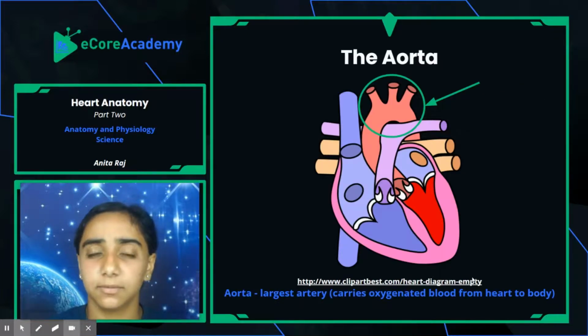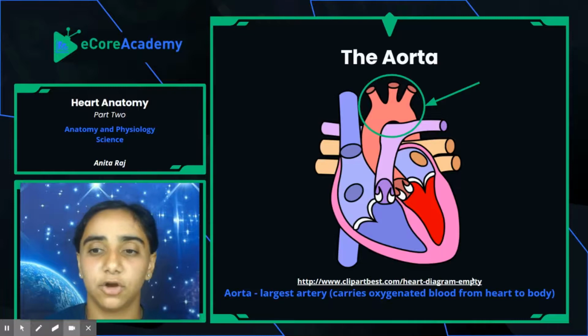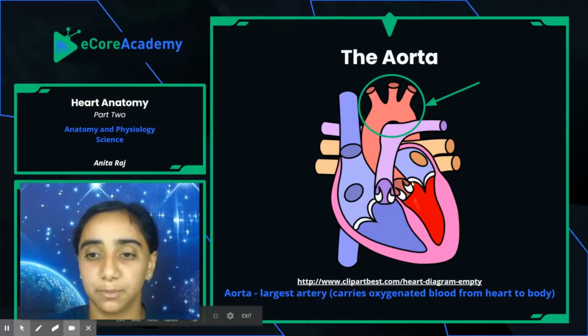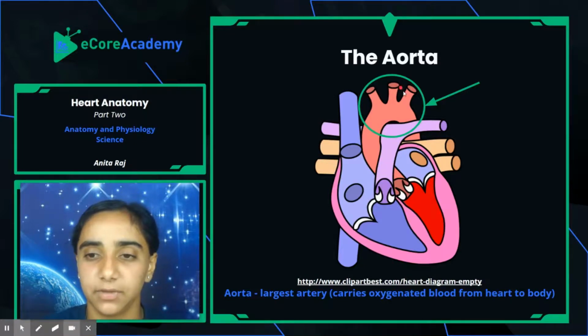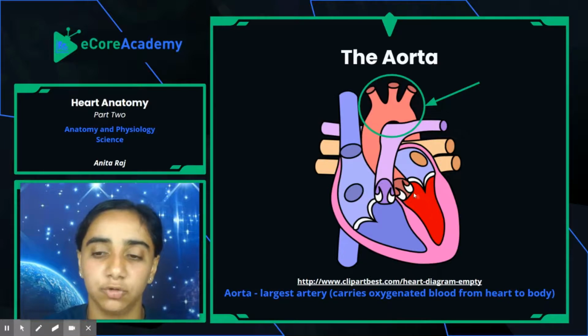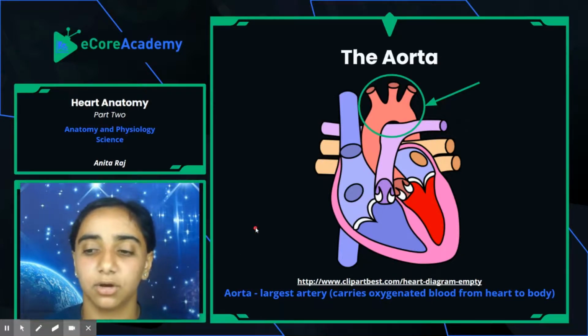Okay, so now that that's all out of the way, let's get back to some major parts of the heart. We're back to this diagram that I was using before. So now let's talk about the aorta. The aorta is located up here. Like I said, it's this branching structure right here. And it has its own valve, the aortic valve. It is connected to the left ventricle. So right down here, I have what the aorta is. The aorta is the largest artery, and it carries oxygenated blood from the heart to the body.